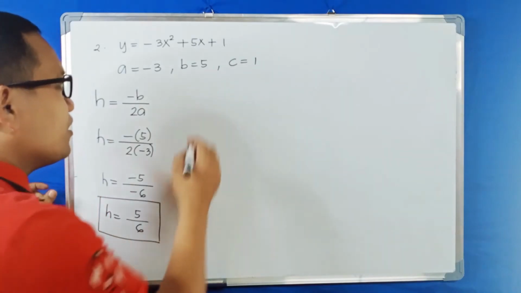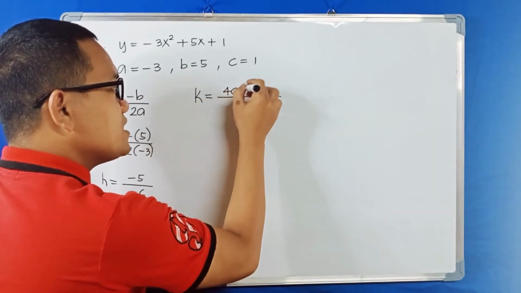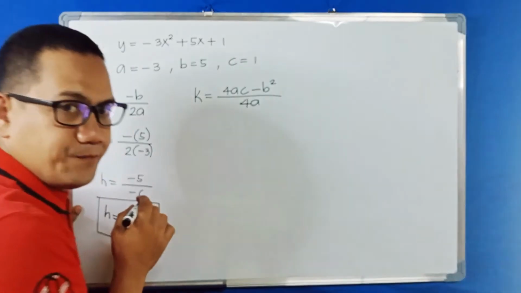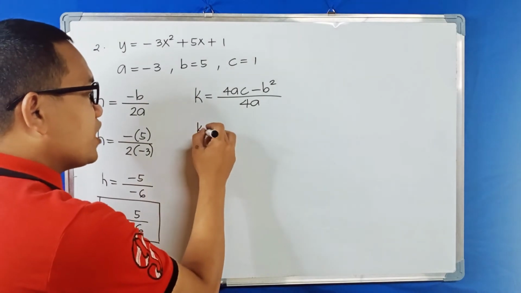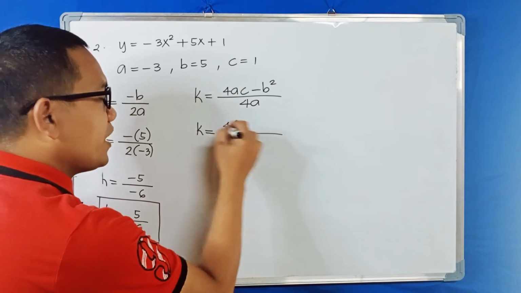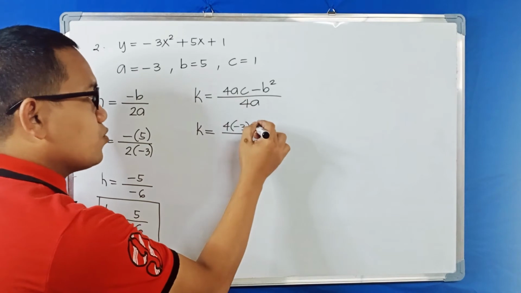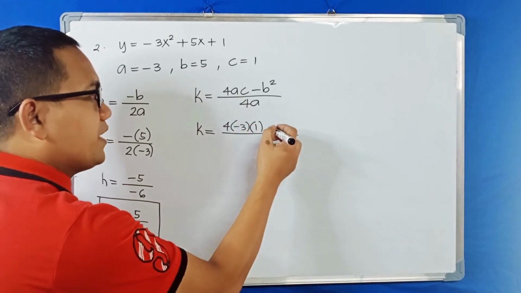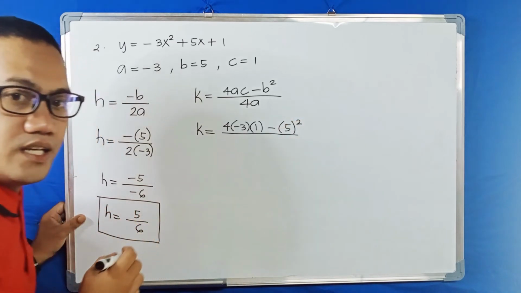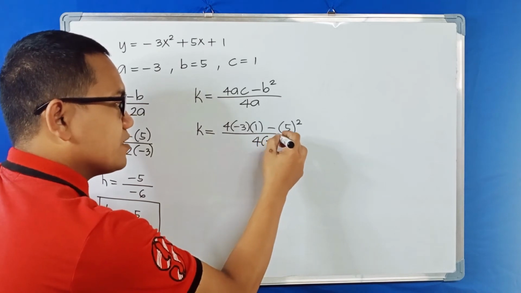On the other hand, solving for k, we will utilize the expression 4ac minus b squared all over 4a. Again, substitute the value of our a, b, and c in solving for k. So we'll have 4. A here is negative 3, while c is 1, minus our b, which is 5. Again, please don't forget the exponent 2. All over 4. Again, our a is negative 3.